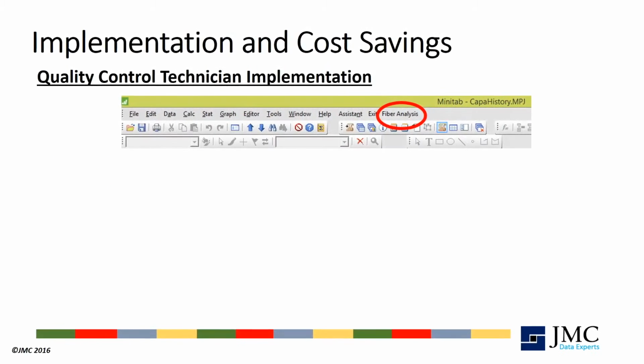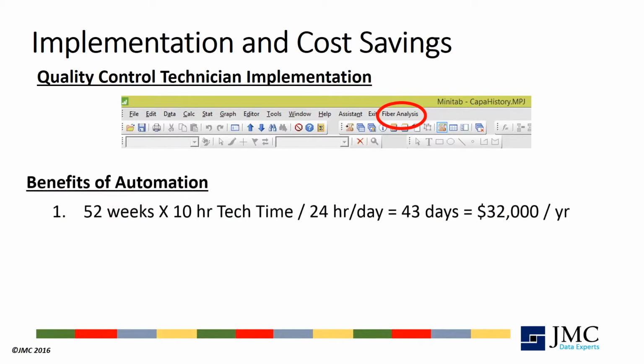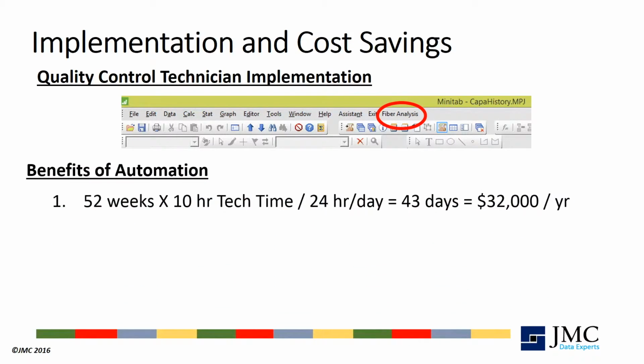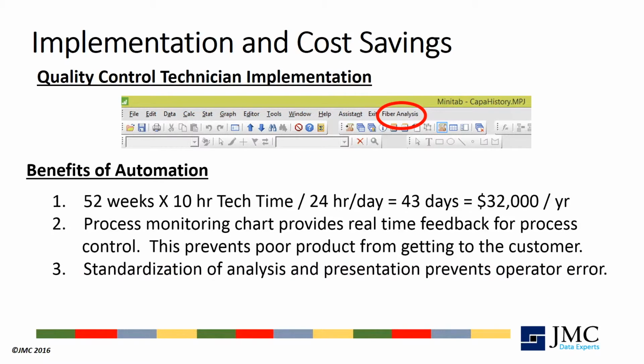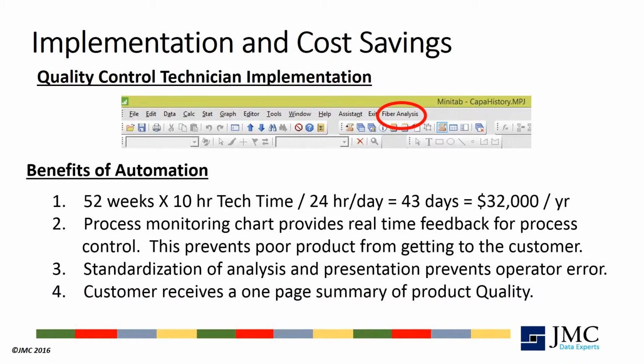Implementation of the quality control program was easily achieved by creating a drop-down menu to execute the macro. This standardized the analysis by walking the technician through the macro steps. For this facility, data automation saved 43 days of technical time per year, provided a real-time process monitor to detect potential bad product, eliminated operator errors by standardizing the analysis, and gave the customer a dimensional data summary to demonstrate process capability.